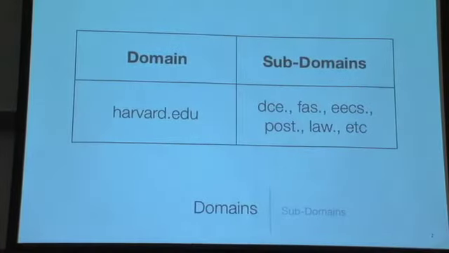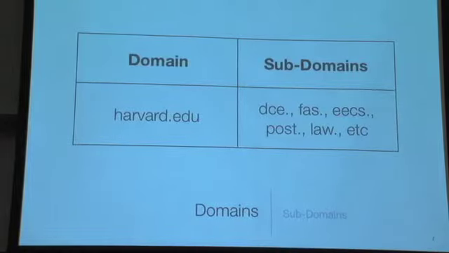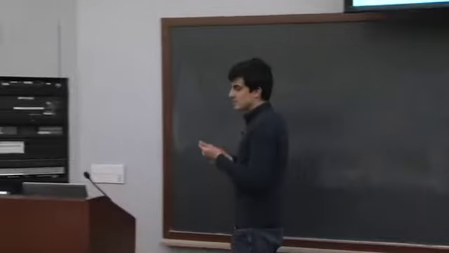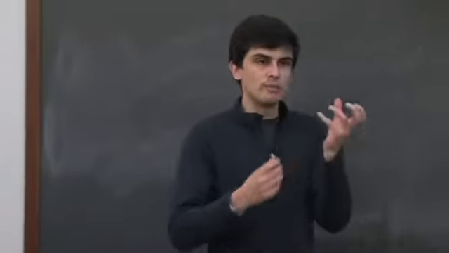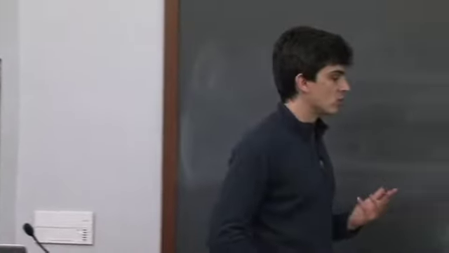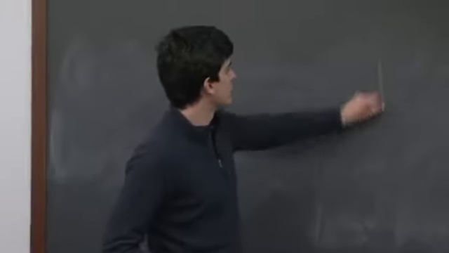So Harvard, for example, has a variety of subdomains, including DCE, FAS, EECS, Post, Law, and so on and so forth, just for all of their various sub-organizations that exist within this domain. And so the domain name system, when it is trying to look up the information for this, basically what happens is that it looks at the domain that you are requesting, for example, fas.harvard.edu, and it will first look at the top-level domain, and there is a hierarchy of DNS servers.